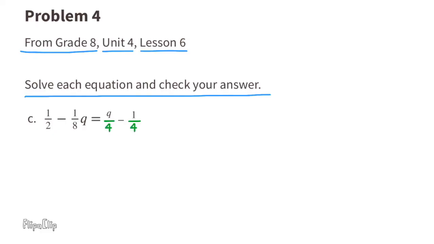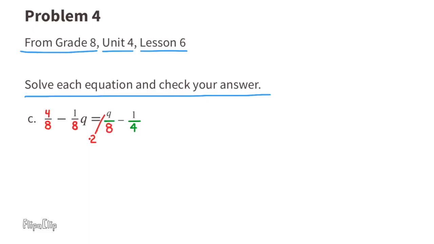That's the same as q over 4 minus 1 over 4. Since we're subtracting fractions, let's make a common denominator of 8. So for the first term, we need to multiply the numerator and the denominator by 4. So 1/2 becomes 4/8.